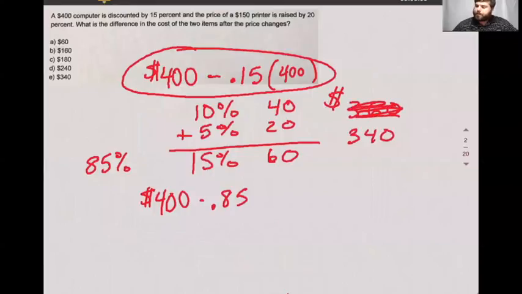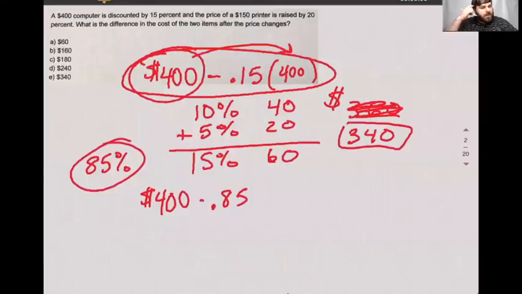But do you see what I'm saying? I can take the original and subtract away the discount, or I could just remember that the discounted price is just 85% and then do that multiplication. It works out the same way. So let's try that same method with the printer. The printer is $150. We're going to raise it 20%. That means it's going to be 120%.